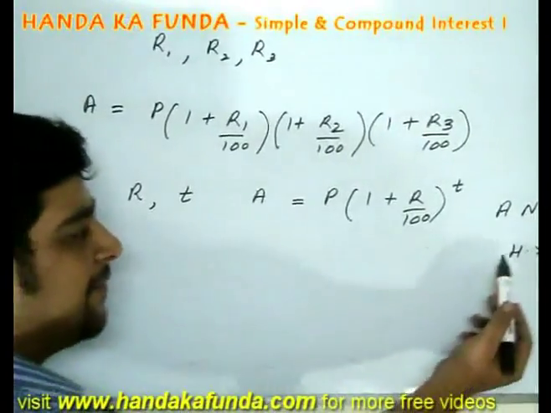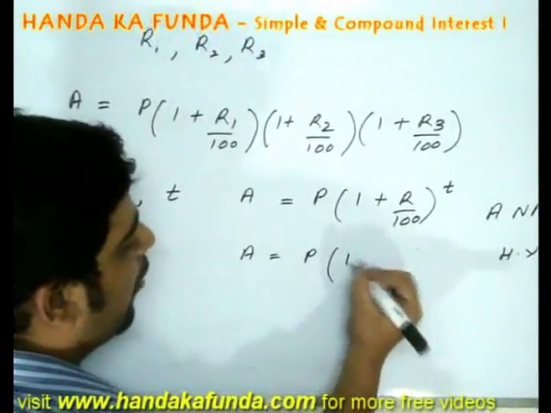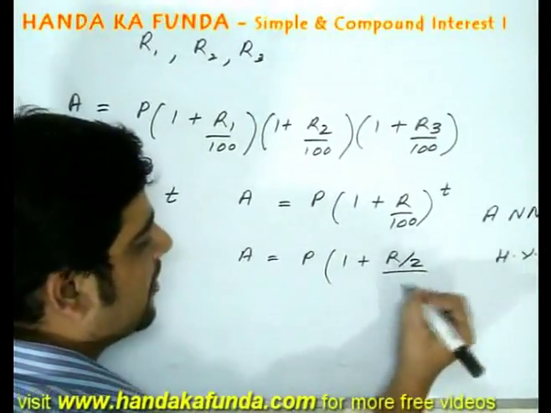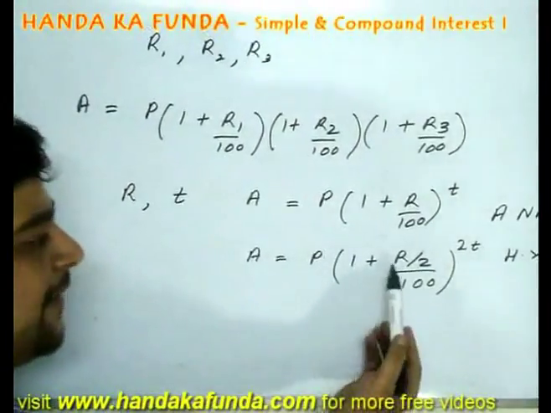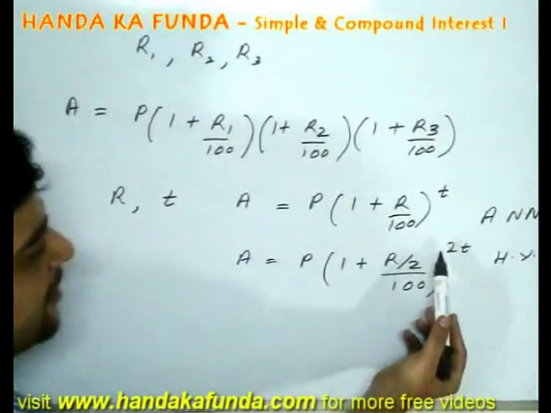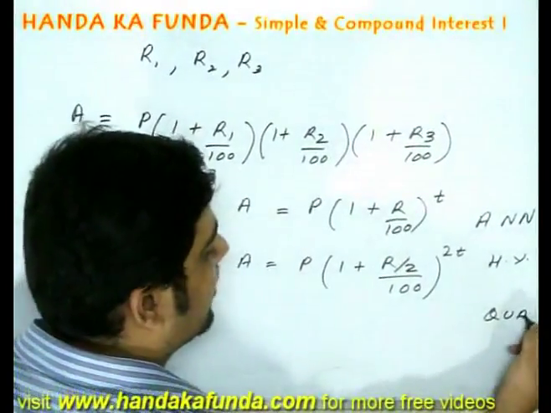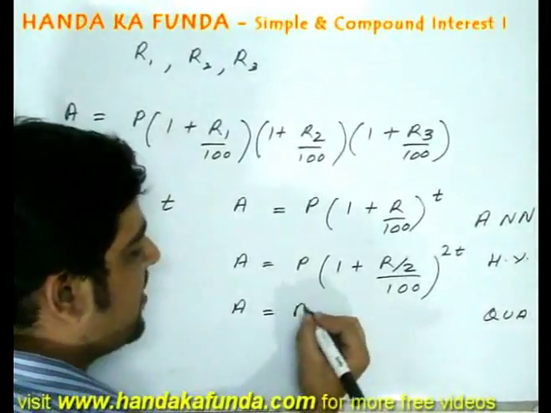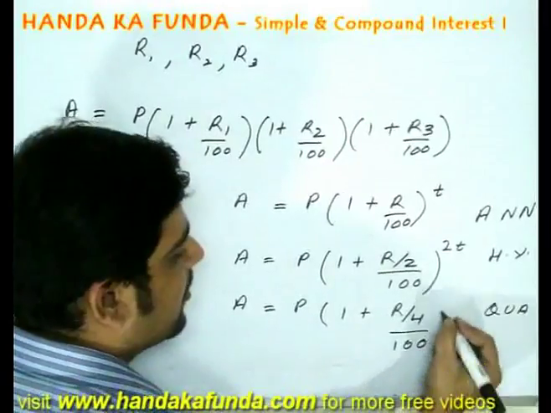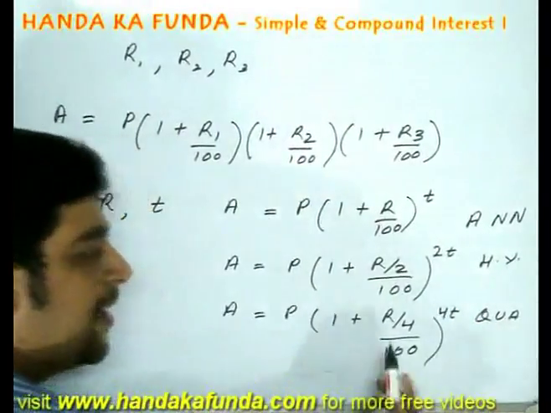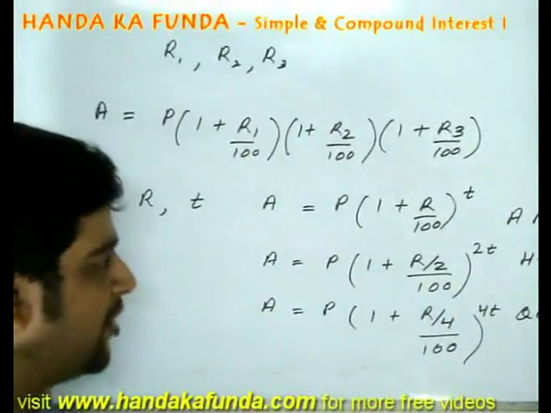What will happen if it is compounded half yearly? My amount will become P into 1 plus R by 2 divided by 100 to the power of 2t. What I have done is the effective rate becomes half of the original, the time period becomes double of the original. What if it is compounded quarterly? The amount will become P into 1 plus R by 4 by 100 to the power 4t. Here effective rate of interest has become 1/4 and the time period has become 4 times the original.